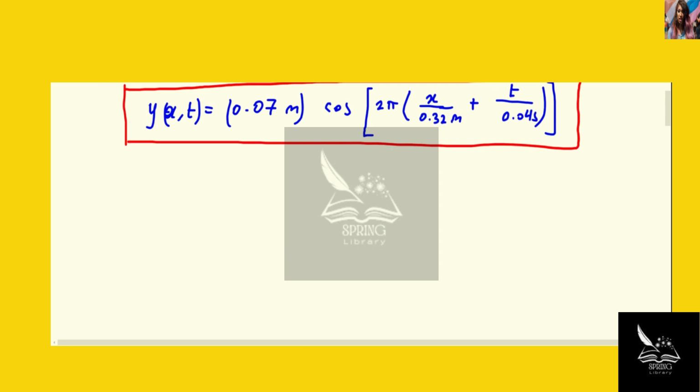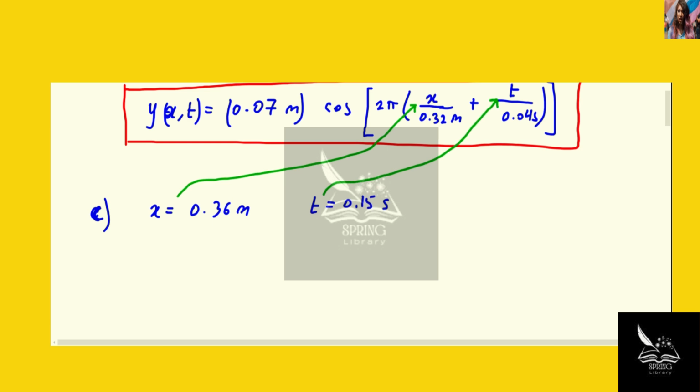The next part, we want to find the transverse displacement. So part C, we need to find the transverse displacement for x equal to 0.36 meters, and for time equal to 0.15 seconds. Now we're going to use the wave function from here. We'll just plug in x and t, and then we just need to use a calculator to find the answer.